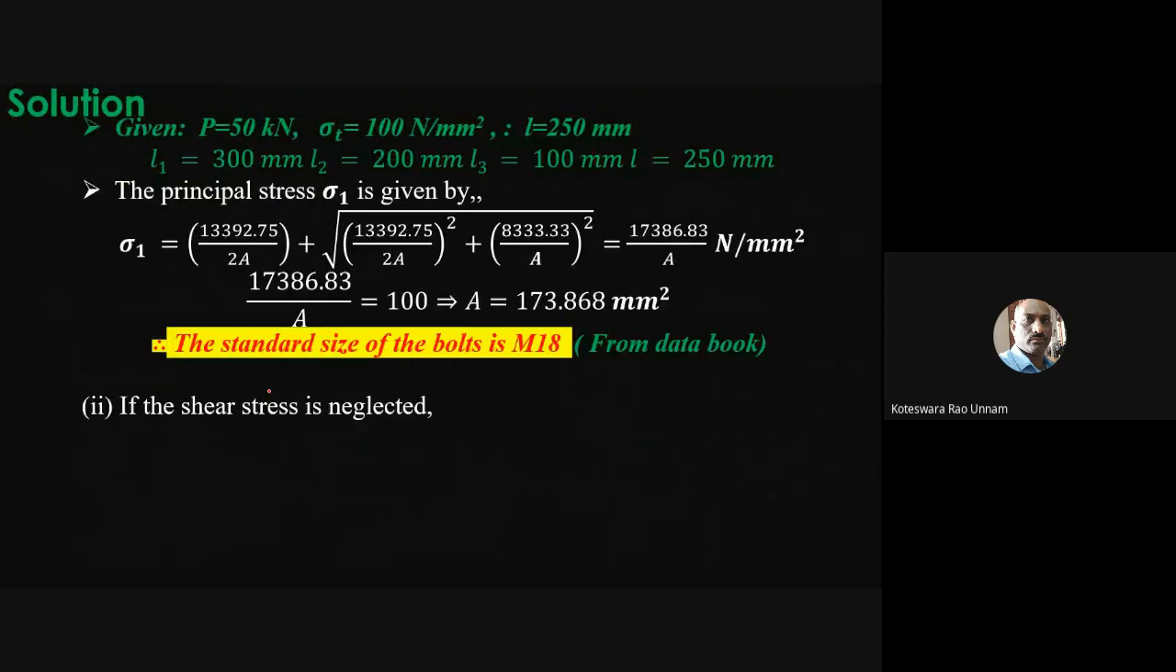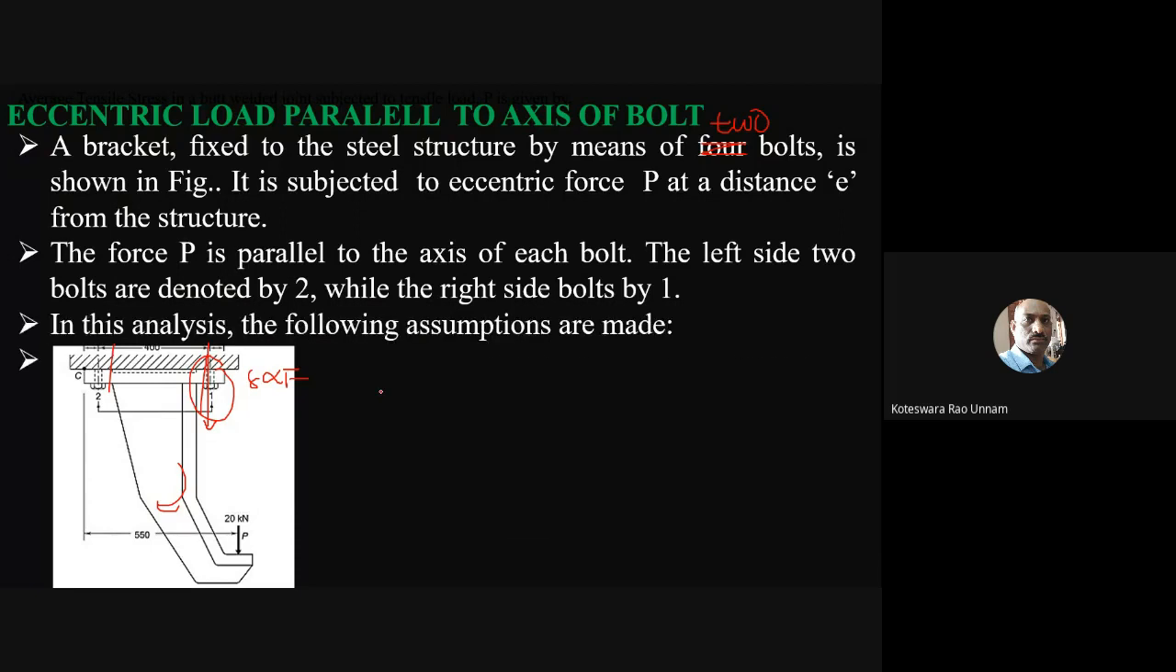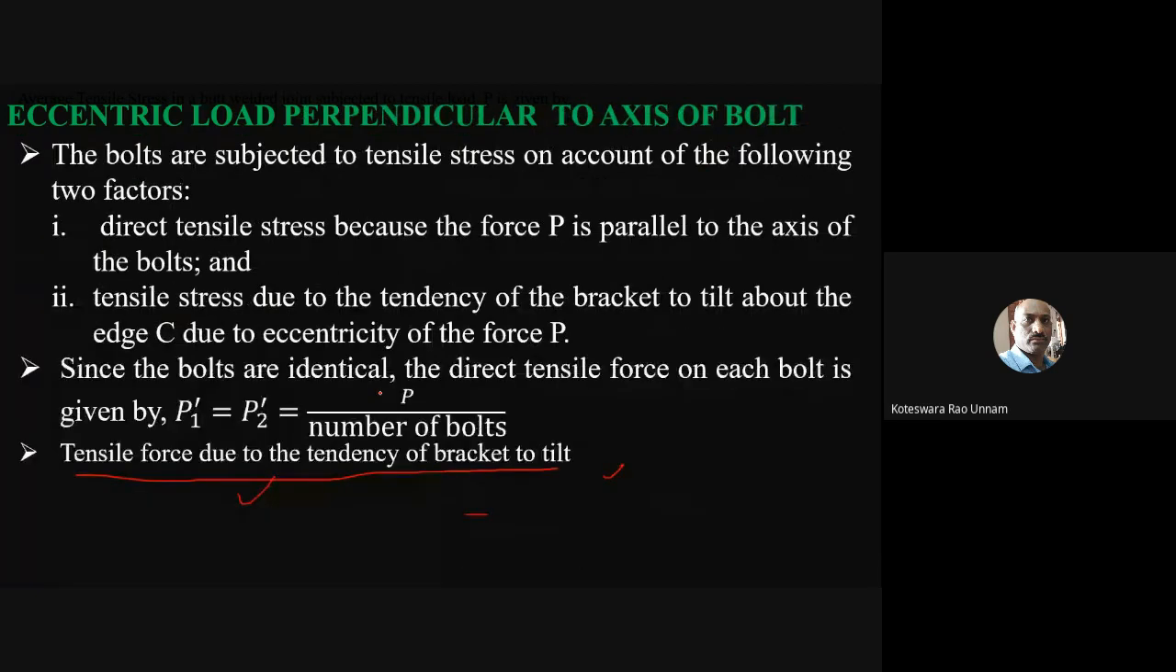In this case, I'm not sure how many bolts there are, only 2 bolts. So instead of 4, if I take this as 2, it means here I have only 1 bolt, and here also I have only 1 bolt. In that case, the formula is going to be like this: P into L1 by L1 square plus L2 square, and P2 dash is nothing but PE into L2 divided by L1 square plus L2 square.